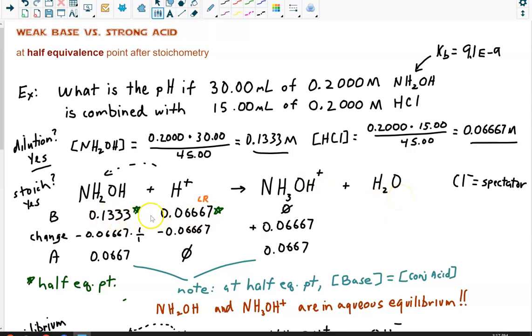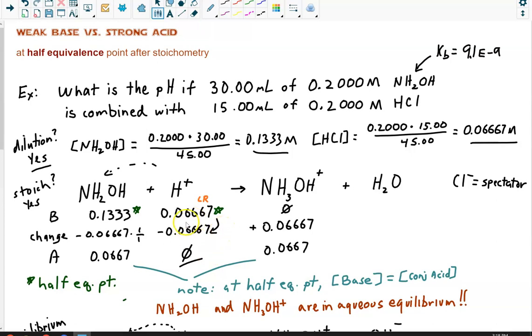Looking at this initial, is there stoichiometry? Yeah, because you're reacting these two things, right? And we want to know what the pH is, so we need to find out what we have left over after the stoichiometry occurs. Before, these are your two concentrations. What's going to happen is, there's not enough H+. It's the limiting reactant. You don't have 0.1333 molar H+. You have 0.06667 molar. And so this is going to be the limiting reactant. It's going to go down, and its final concentration is going to be 0.